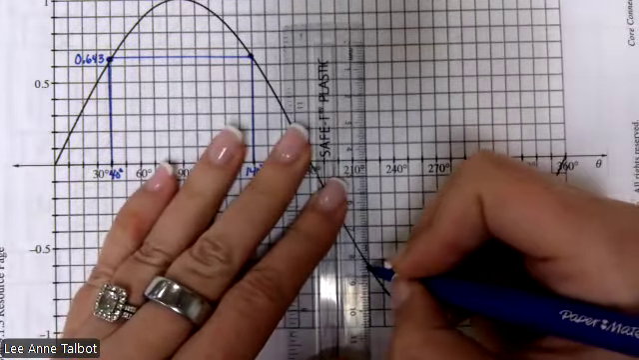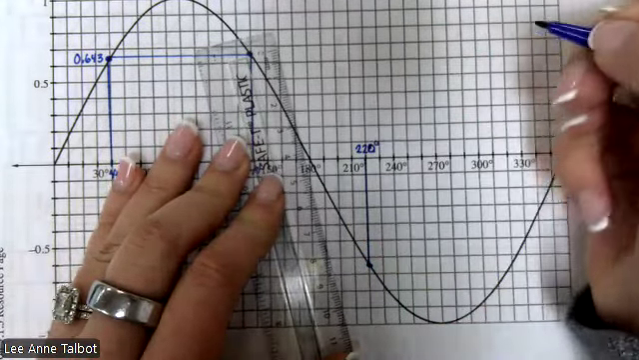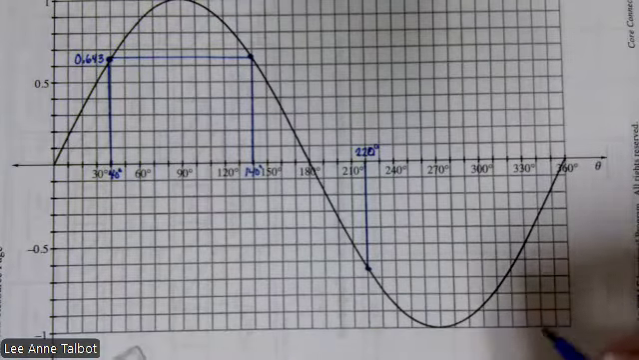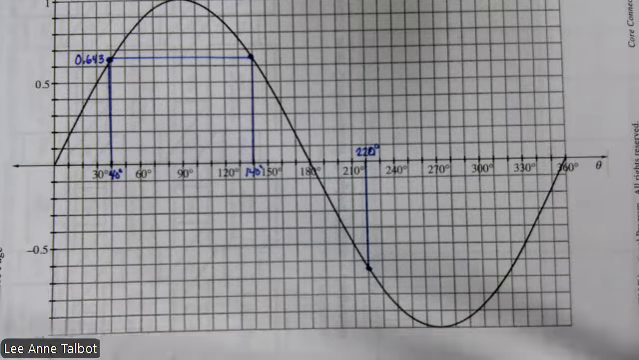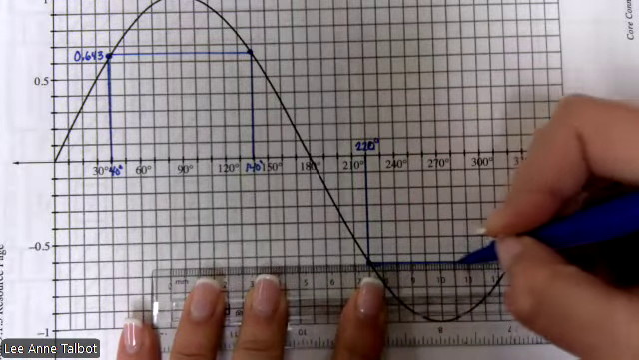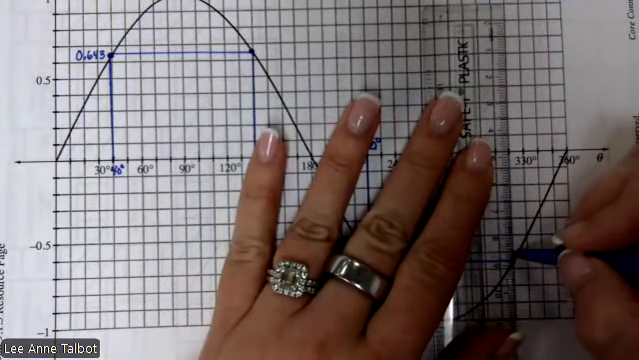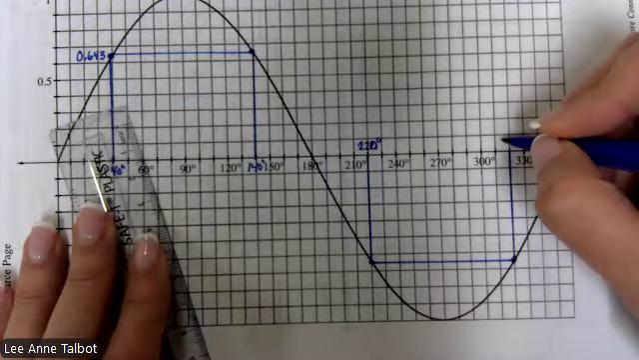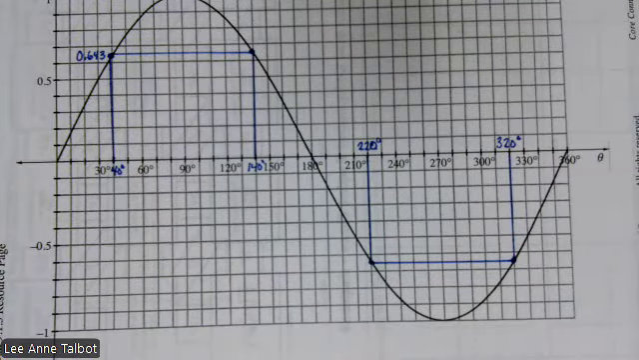And what spot is that? 220. And does 220 make sense from our screamer? Which quadrant was that one in? Quadrant 3. And then follow that over. And that one's 320. And those were the 4 angles that had a reference angle of 40 on the screamer.